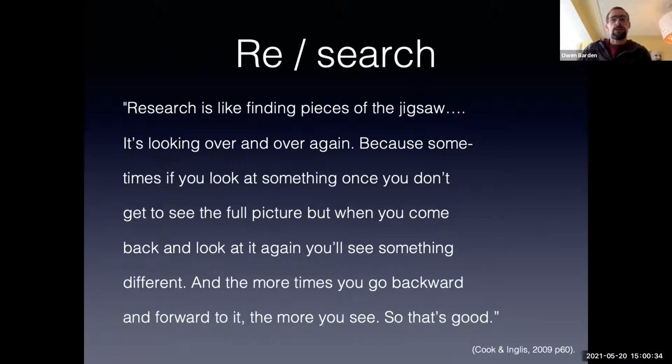The quote on the slide helps to illustrate that characteristic of research. It says, research is like finding pieces of the jigsaw. It's looking over and over again. Because sometimes if you look at something once, you don't get to see the full picture. But when you come back and look at it again, you'll see something different. And the more times you go backward and forward to it, the more you see. So that's good.